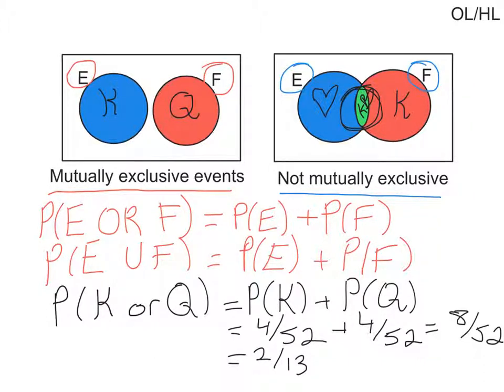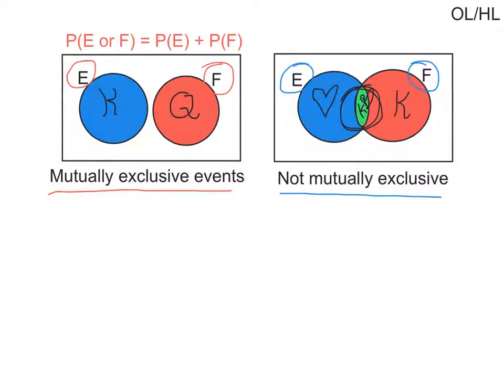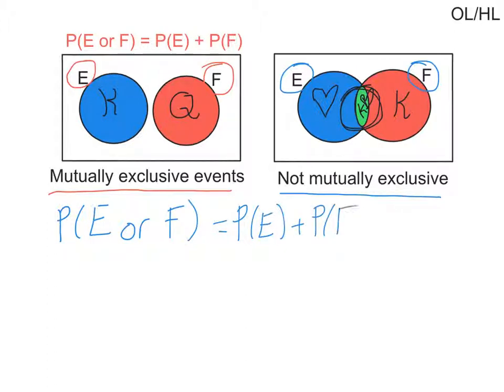The addition rule, or the OR rule, is different for not mutually exclusive events. The OR rule, or addition rule, for not mutually exclusive events is given by the probability of E or F is equal to the probability of E and the probability of F less the probability of E intersection F.